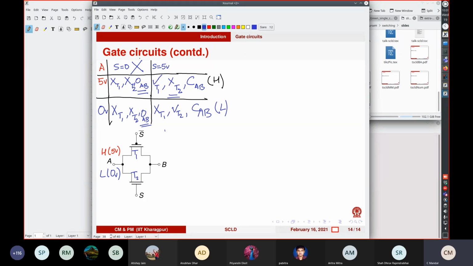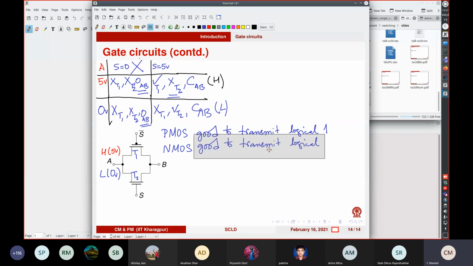So PMOS is good to transmit logical 1, and NMOS is good to transmit logical 0.